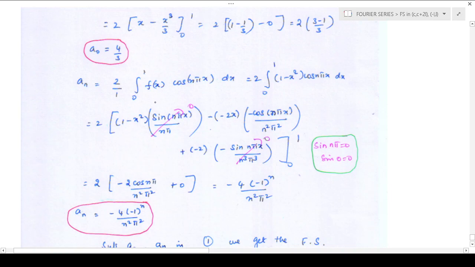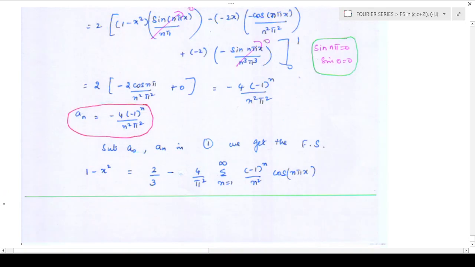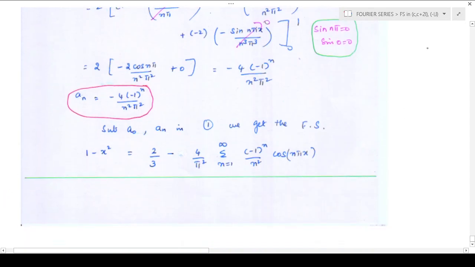Again it is uv. X square, so 3 pairs of bracket, 1 minus x square. Differentiate 1 minus x square, it is minus 2x. Differentiate it, again it is minus 2. Integrate this, it is coming to be sin n pi x by n pi. Again integrate this, it is minus cos n pi x by n square pi square. Again integrate this, it is minus sin n pi x by n cube pi cube. So whichever is coming to be 0, like sin n pi, sin 0, just cancel it. Apply the limit, you will be getting your an value to be like this.